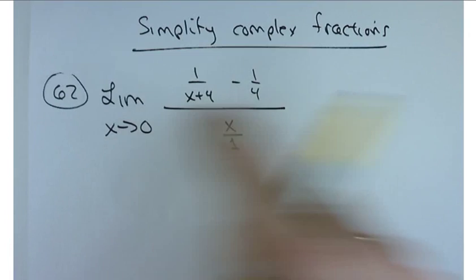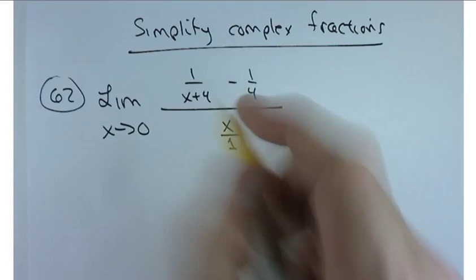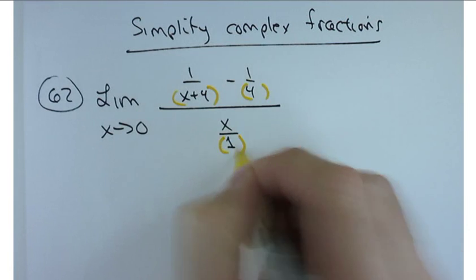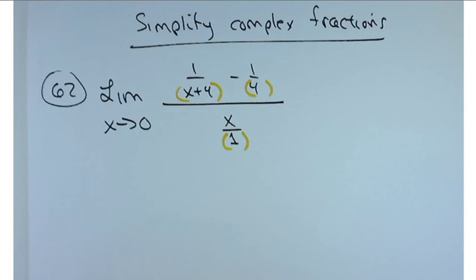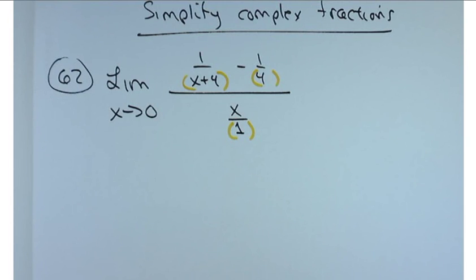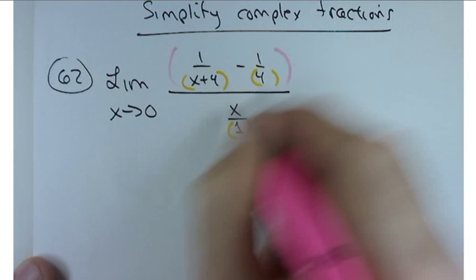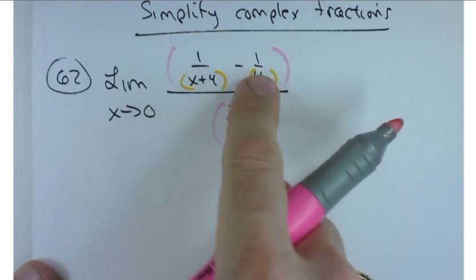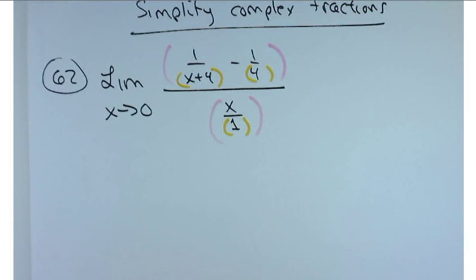So this is your primary fraction. You've got a numerator and a denominator. And these are secondary fractions. I've put parentheses around all the denominators of the secondary fractions. The trick in simplifying these things is to multiply every term here by the LCD of the secondary fractions. So, what's the lowest common denominator for all my denominators in yellow? Good. 4 times x plus 4. So everything has to get multiplied by that LCD.